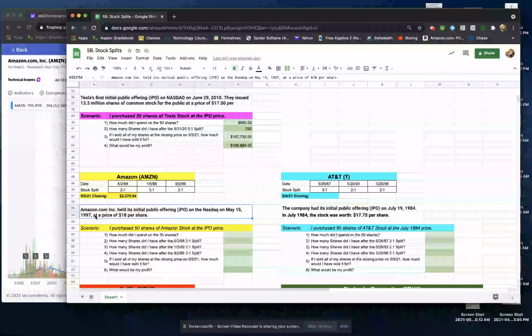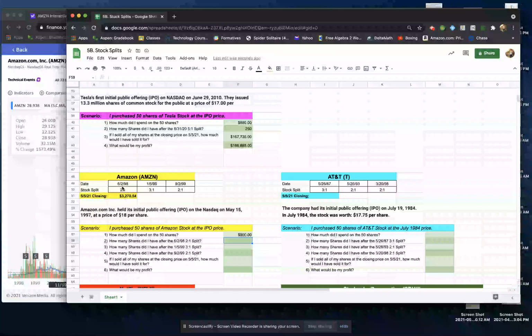Okay, Amazon had its public offering on the NASDAQ on May 15th, 1997 at a price of $18 per share. So when they got on and were publicly traded, you could buy their shares at $18. So we're going to pretend I purchased 50 shares of Amazon stock at the IPO price. So how much did I spend on the 50 shares? That's going to be 50 times $18 because that's how much it was per share. So I buy 50 shares, I spend $900. Now I just sit on my stock.